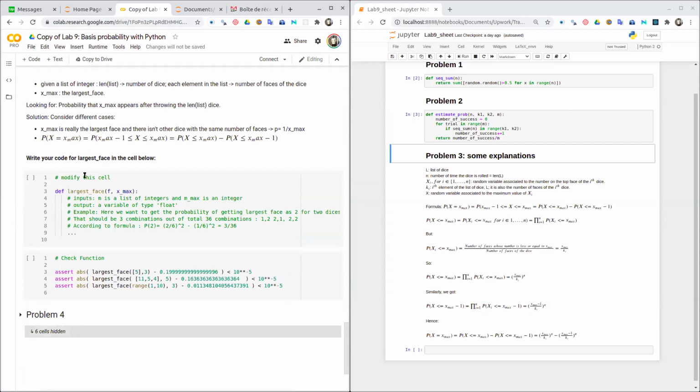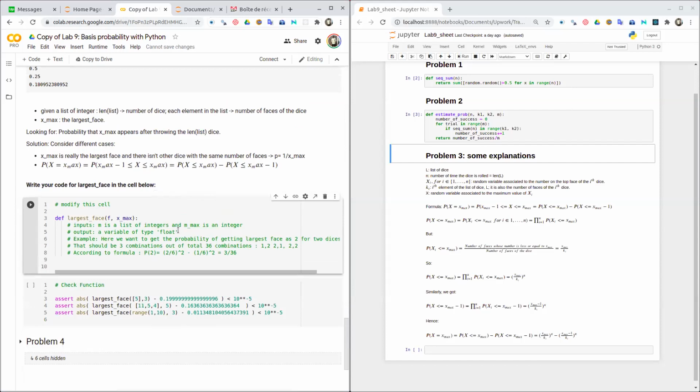Okay. This is the function they are asking to write. Input m is a list of integers and m max is an integer. Output is a variable of type float. Here we want to get the probability of getting the largest face as 2 for 2 dice. That could be 3 combinations out of a total of 36 combinations. So it makes 2 divided by 6 to the power 2 minus 1 divided by 6 to the power 2.